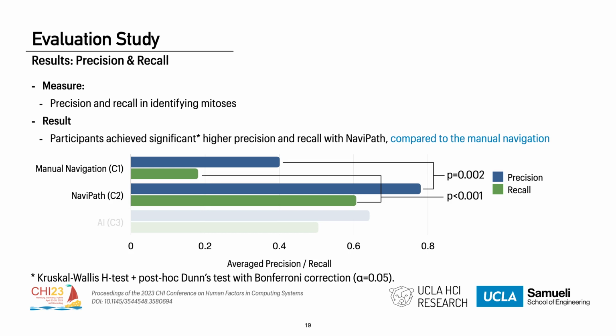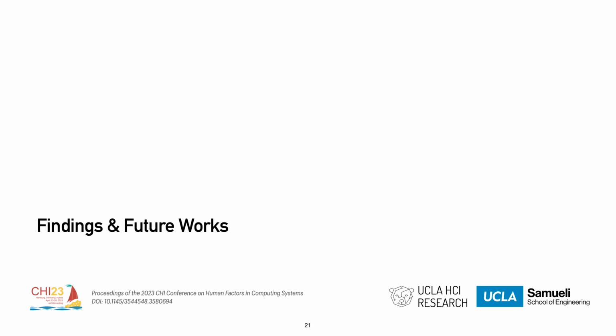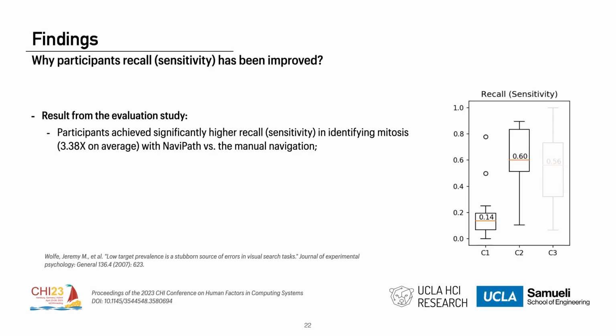Regarding the performance of mitosis identification, we measured participants' precision and recall in detecting mitotic figures. The results show that, compared to the manual navigation, participants' precision and recall in identifying mitosis was significantly improved with NaviPath. Additionally, compared to the AI, participants' recall and precision was improved by NaviPath on average. We discovered that participant recalls or sensitivities can be higher with NaviPath. We believe there are two potential explanations for this improvement.